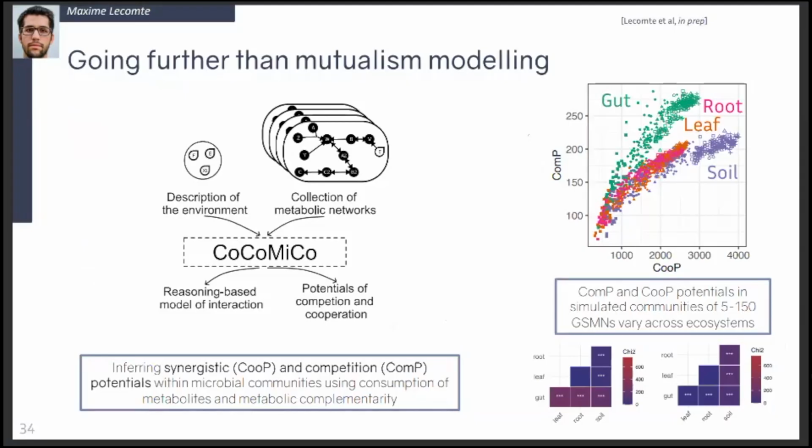So Maxime Lecomte again built a tool that aims at calculating synergistic and competition scores within microbial communities. So for the competition, we take into account the fact that several populations will consume the seeds or will consume exchanged metabolites. And the first test here on simulated communities of gut, root, leaf and soil microbiomes shows you that you have different behaviors between the microbial ecosystems. So the gut seems to be more competitive, the soil seems to be more cooperative. So that's still ongoing work.